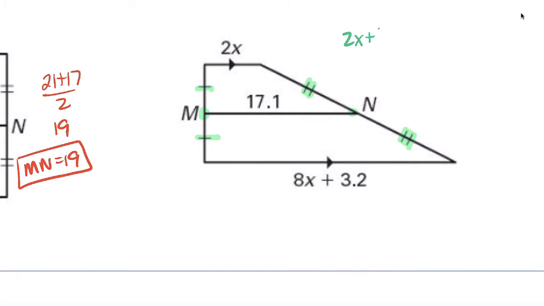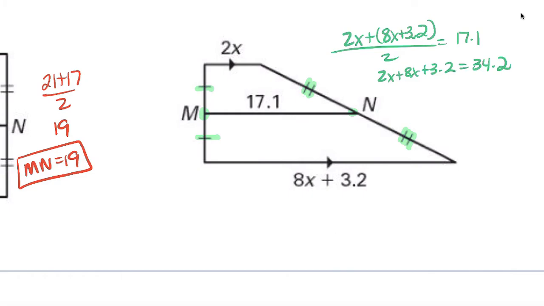So adding my bases together and dividing by 2 will give me my mid-segment. So I'm going to multiply both sides by 2. 17.1 times 2 is 34.2. Combining like terms, 10x plus 3.2 equals 34.2. And continuing to solve, I'm going to subtract the 3.2 from both sides, giving me 10x equals 31. And dividing by 10, x is 3.1.